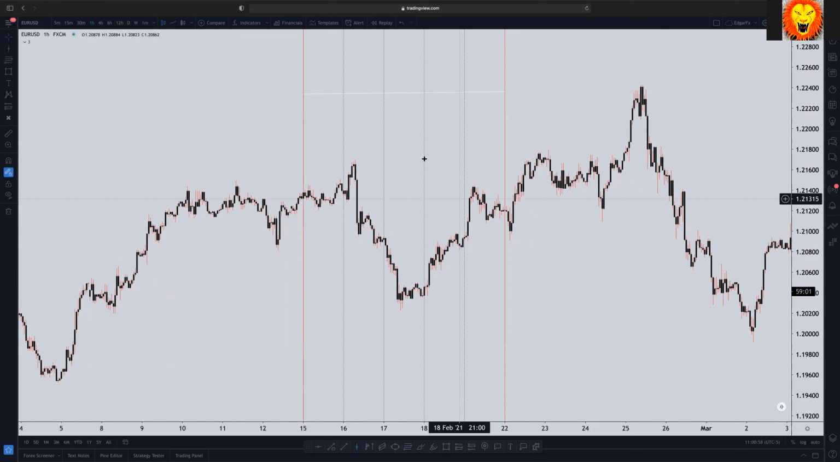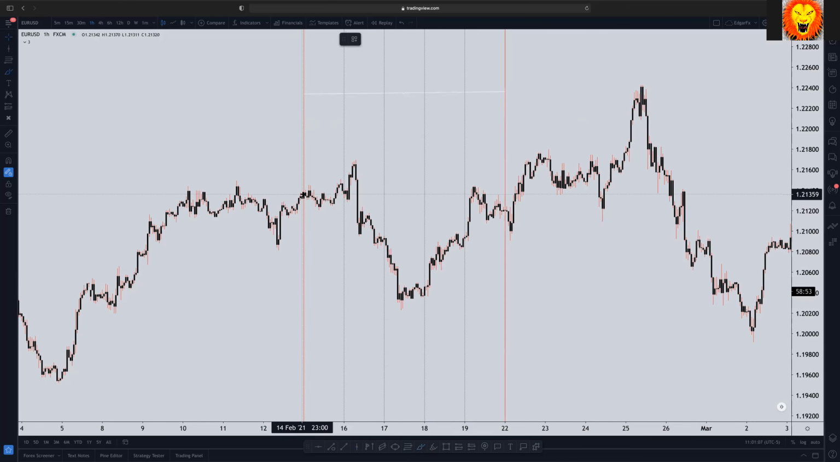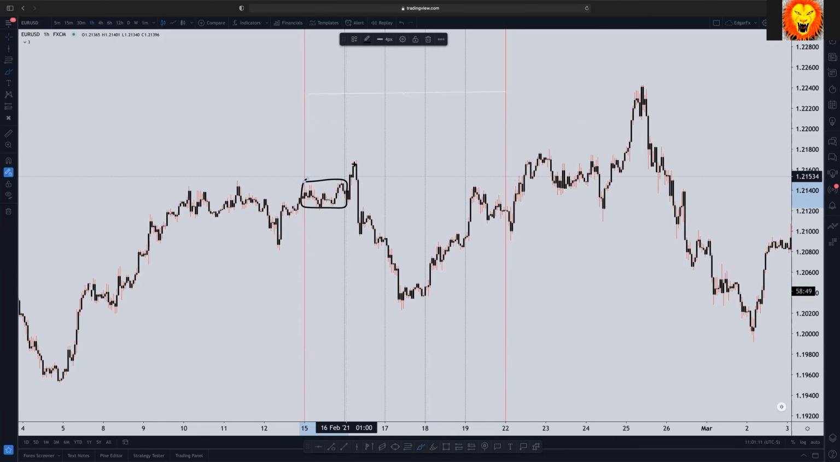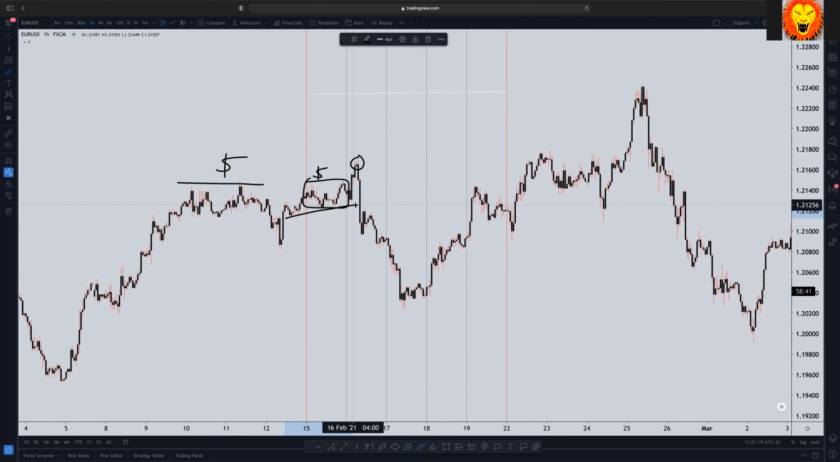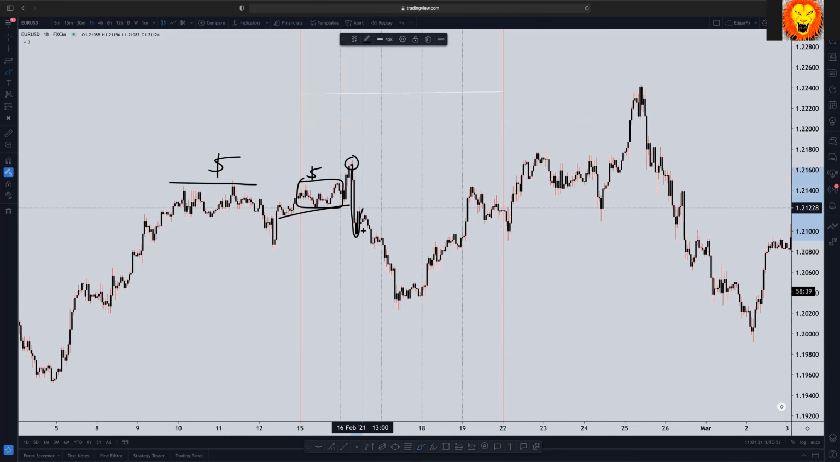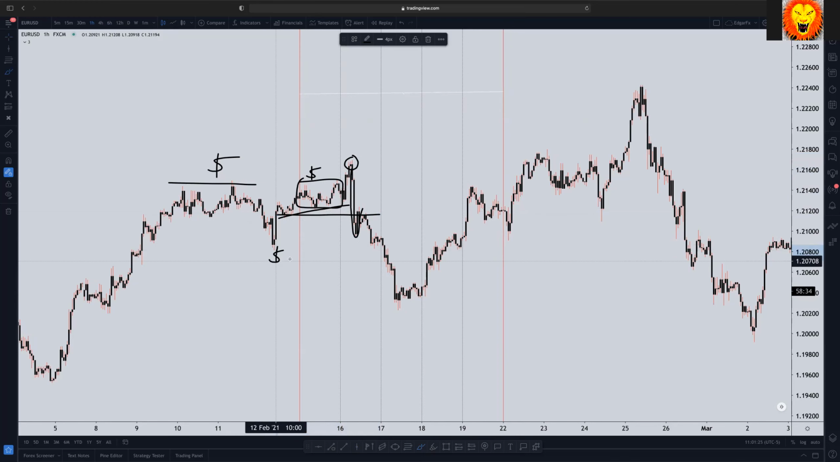Yeah, sure. Let's see. It went up the first day, Monday. It was kind of a consolidation, and it made a big push. Tuesday, up and down. It broke structure, retested, and then went downhill.